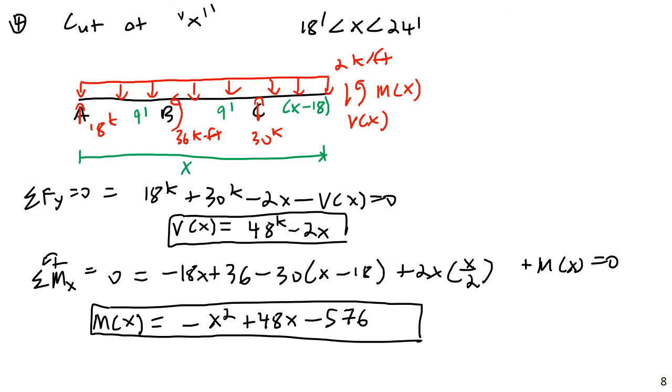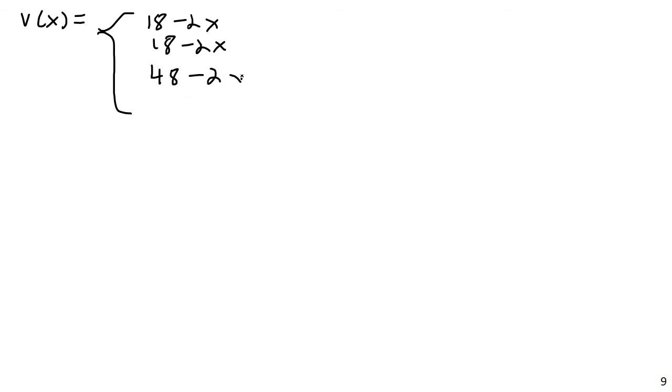Okay. I will then finally summarize the shear and moment functions, and then show these on a plot as well. So we have V of x equals a piecewise function of 18 minus 2x, 18 minus 2x, and 48 minus 2x. Here when x is less than 9 feet. Here when x is between 9 and 18 feet. And here when x is between 18 and 24 feet.